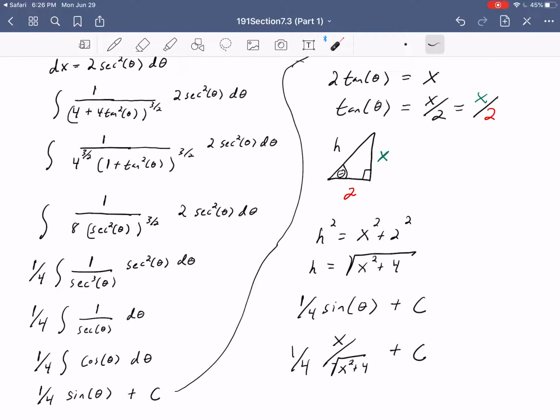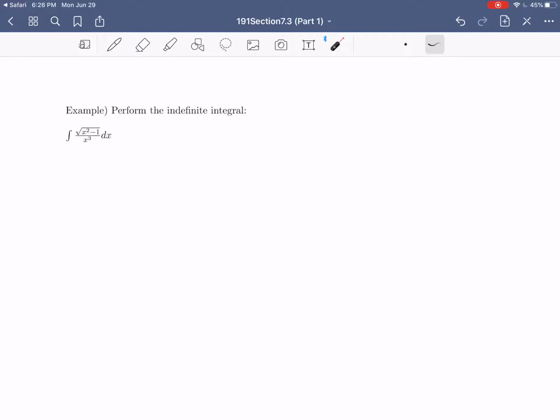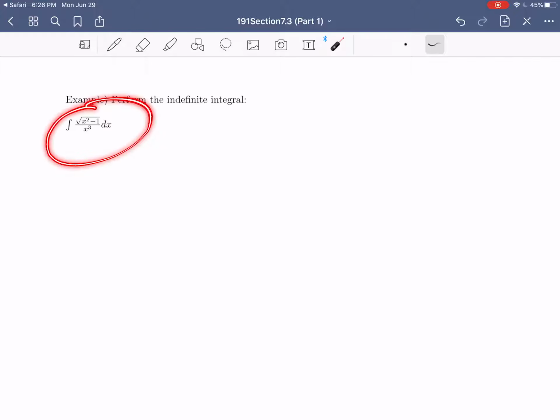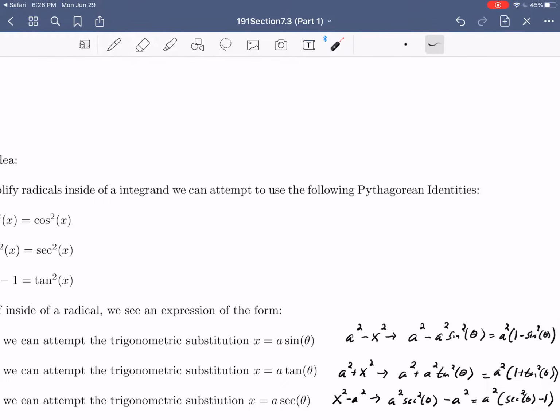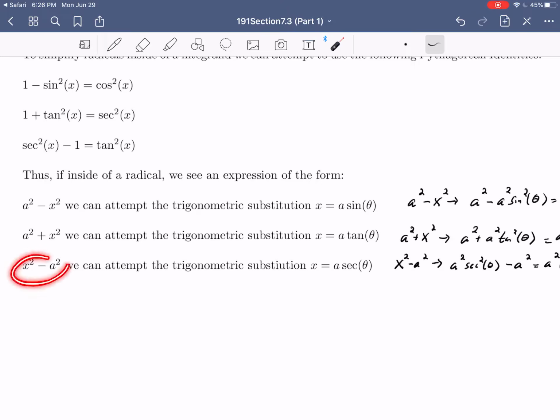Okay, let's go ahead and take a look at another example. So we're going to try to perform this indefinite integral, the integral of square root x squared minus 1 over x cubed. So this guy here, we can immediately see the x squared minus 1 inside the radical is what's going to motivate us to do that. In this case, we can think about x squared minus 1 as being x squared minus 1 squared. So we don't want to use tangent and we don't want to use sine. Instead, if we go back, we have something of this format. We want to try to use secant.